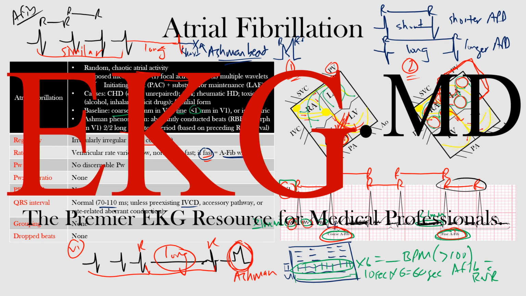There is no P to QRS ratio because we have no P waves we can make out. And because there's no P waves we can make out, we're not going to have a PR interval. Remember, the PR interval includes that P wave up until the beginning of our QRS complex. So if we don't have that P wave present, we don't have a PR interval. The QRS interval will be normal unless there's some pre-existing intraventricular conduction delay, accessory pathway, or this aberrant conduction as we saw with that Ashman phenomenon. There will be no grouping, and again, no dropped beats.